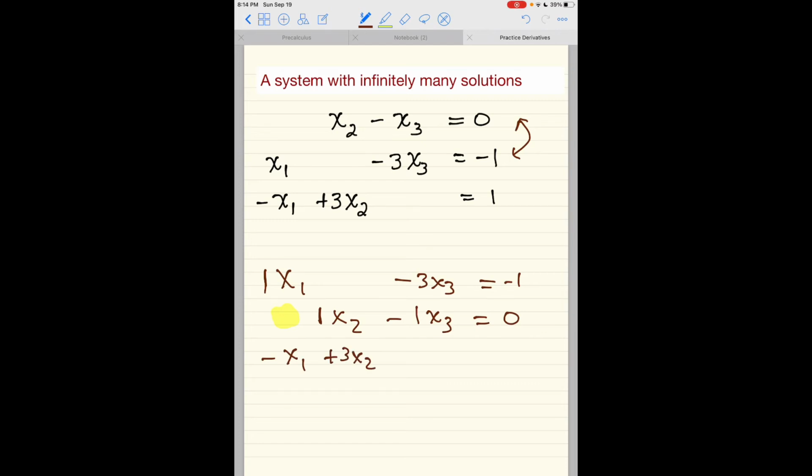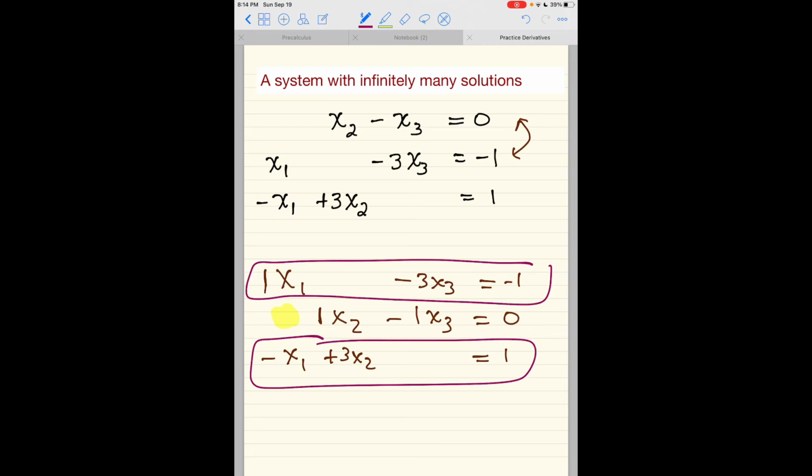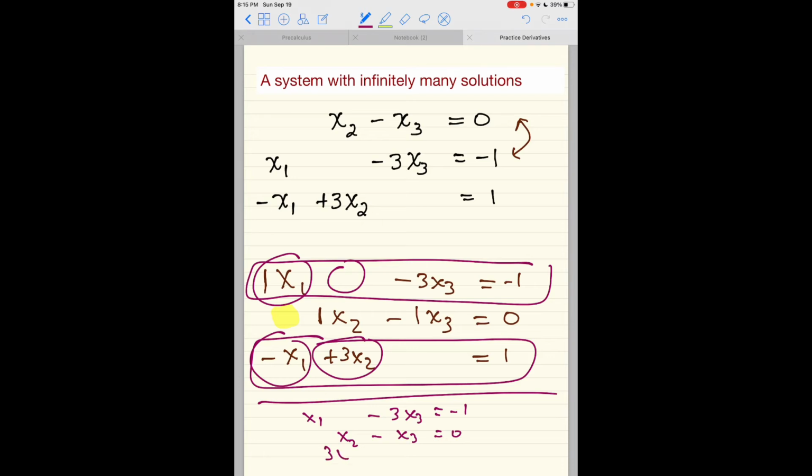Now the problem here is you just have to be very careful with the algebra. I made a ton of mistakes. Okay, what we're going to do here is combine the first and the third in order to make the third. So I'm going to have x1 minus 3x3 equals negative 1, x2 minus x3 equals 0. This plus this makes 0. This plus this makes 3x2. This plus this just leaves you with this, and this plus this gives you 0.